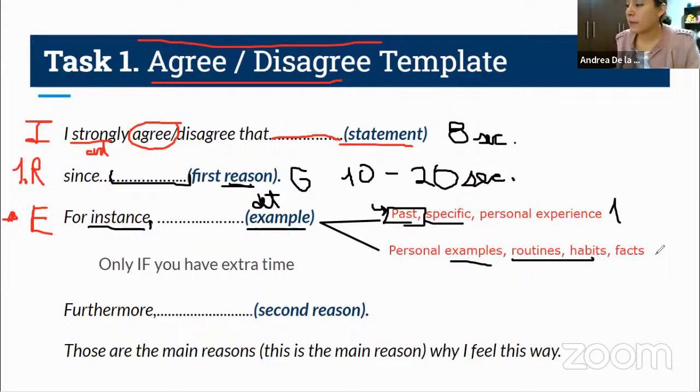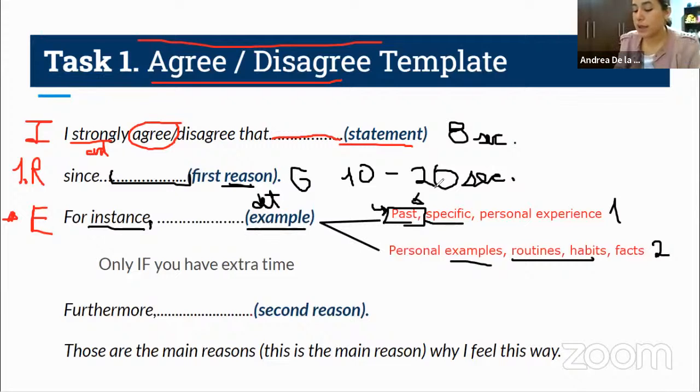Now, why am I giving you guys this option? Because I know that sometimes some of you may not be so comfortable in using past tenses. I have seen many students make mistakes with this, with conjugating the verbs correctly.